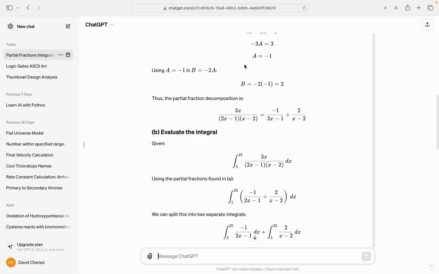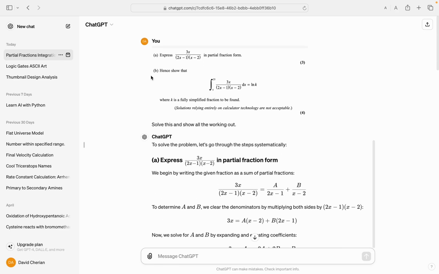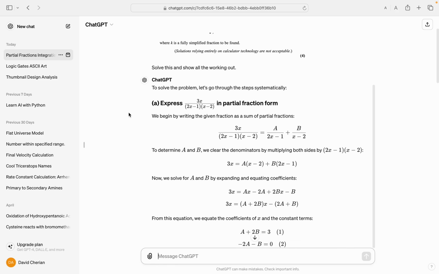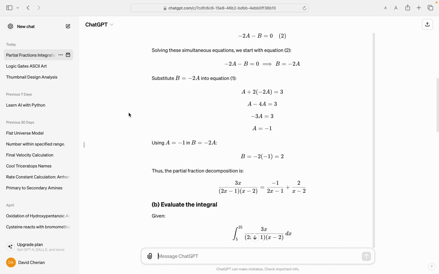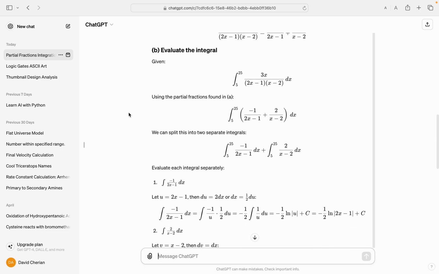Let me just check whether that answer is right from what I've calculated. Wow, that is right. It is minus 1 over 2x minus 1 plus 2 divided by x minus 2. That is actually pretty surprising, that it's able to do this from the image analysis itself. Wow. So that's correct. Got that right. Question number B, hence solve. Now let's see how it writes in terms of ln k.